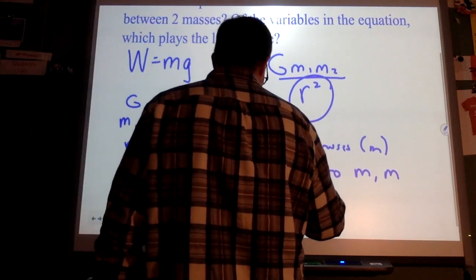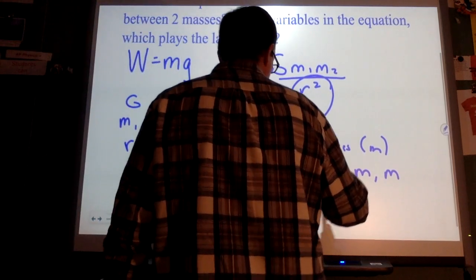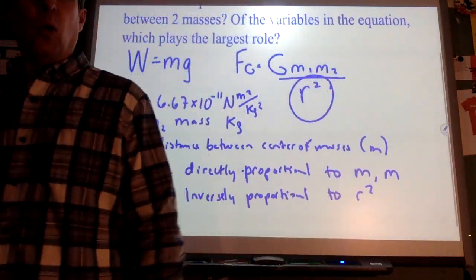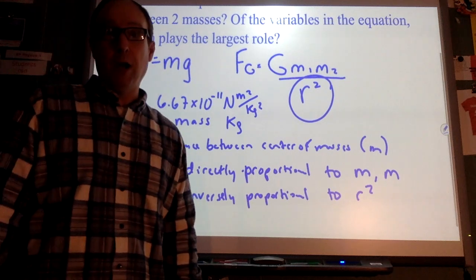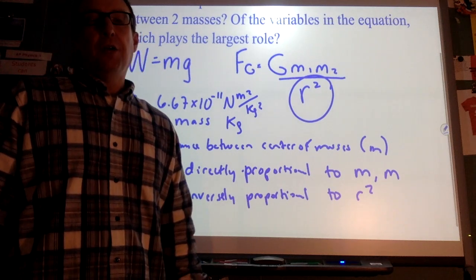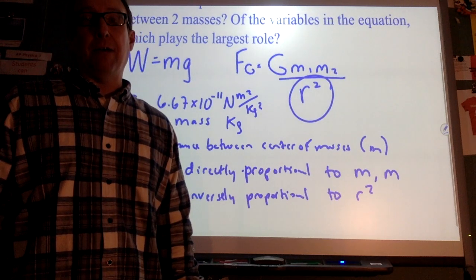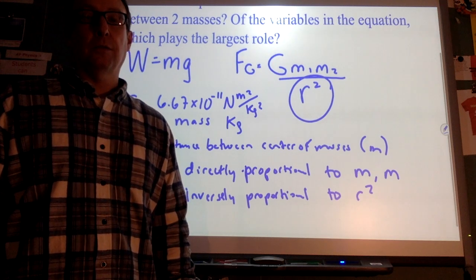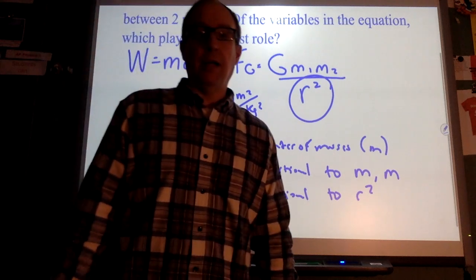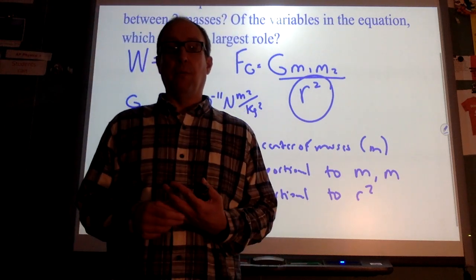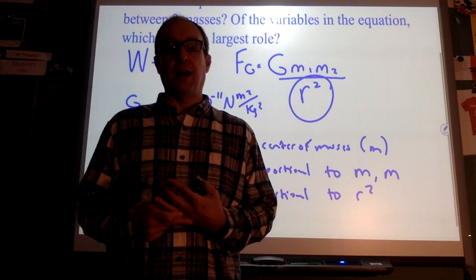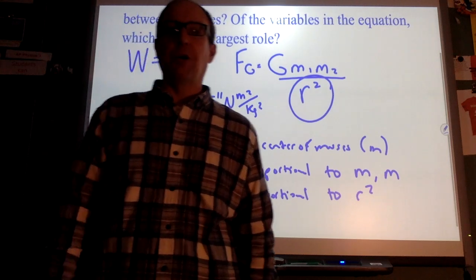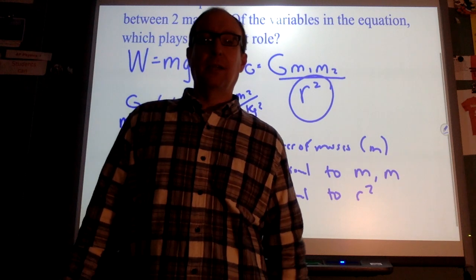And F of G is inversely proportional to R squared, or it's directly proportional to 1 over R squared. G is a universal constant that they found, which made the math work. So experimentally, both of these equations are figured out in the same way, and they both deal with torsion balances.